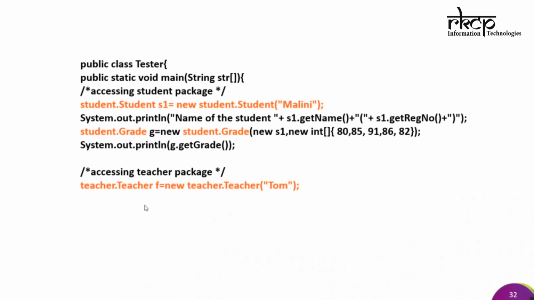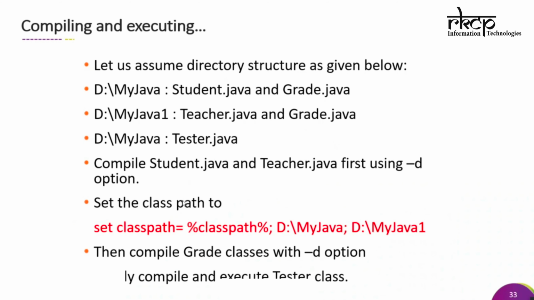If you want to access any class of the teacher package inside another package, then you will call it like this. The meaning is very clear: if you want to access any class, you always have to access it with the help of the package. Now here, if you have to execute, how will you execute? You always execute with the package name, dot, the class name, meaning java, package name, dot, class name.